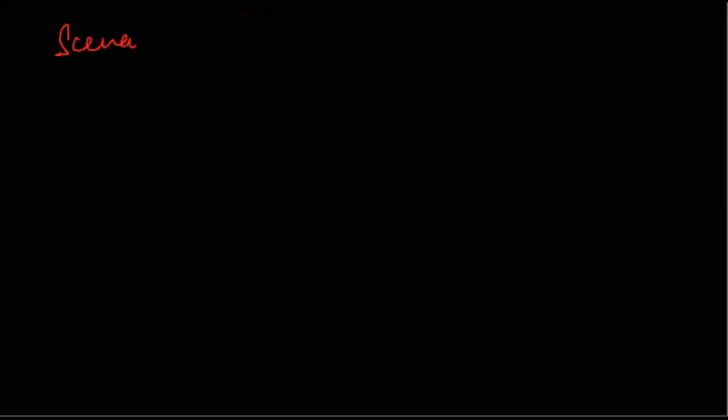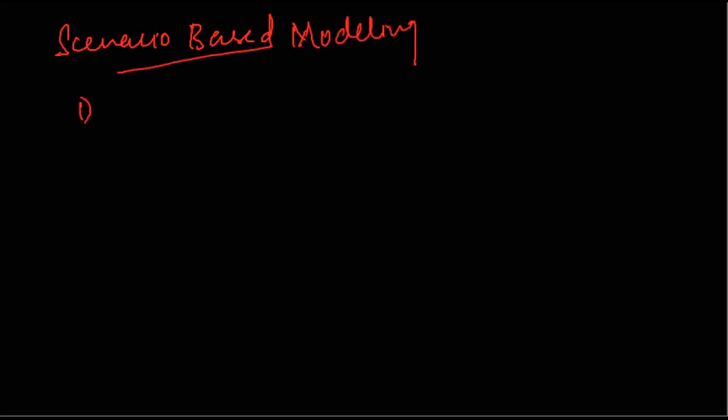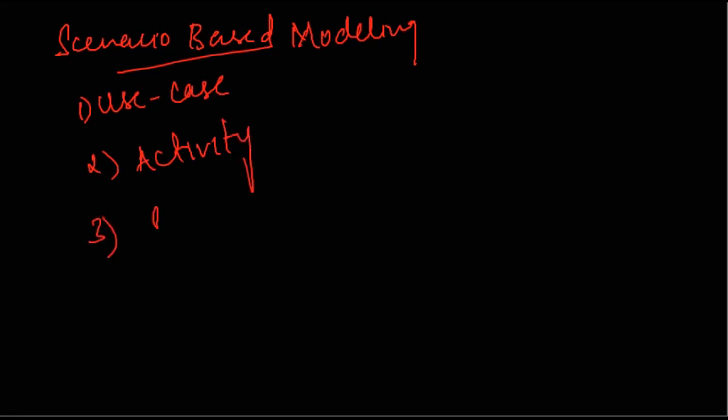So in overview for today's class, we have studied scenario-based modeling. Within scenario-based modeling, we have studied 3 types of representations. In scenario-based modeling, this can be represented either by making use of use cases, or by making use of activity diagrams and swim lane diagrams.